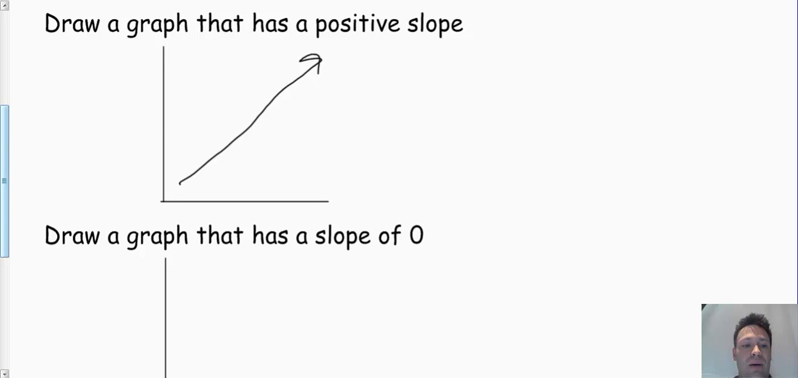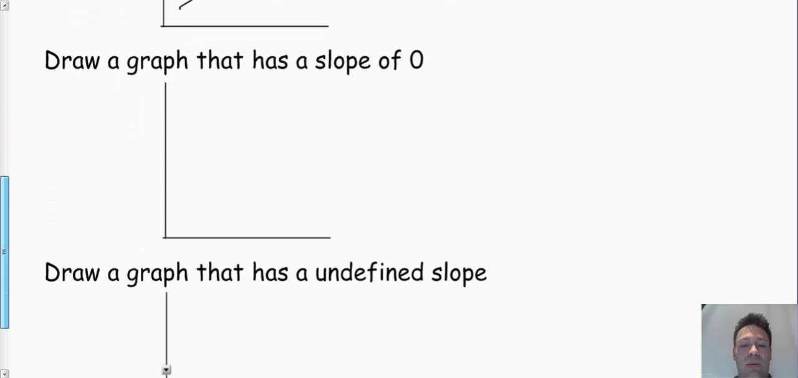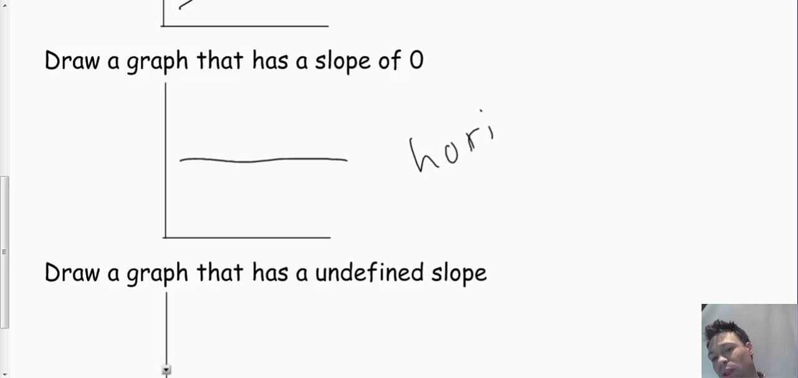Now, things that we need to think about a little bit harder. A graph that has a slope of 0. A slope of 0 means it is flat. That is a horizontal line. Horizontal lines have slope of 0.